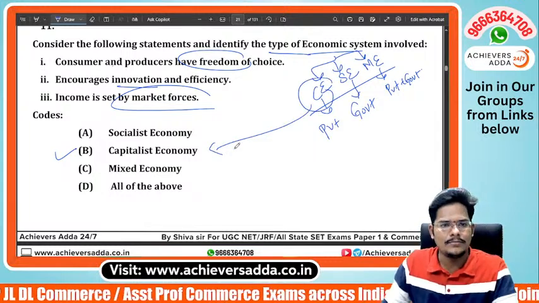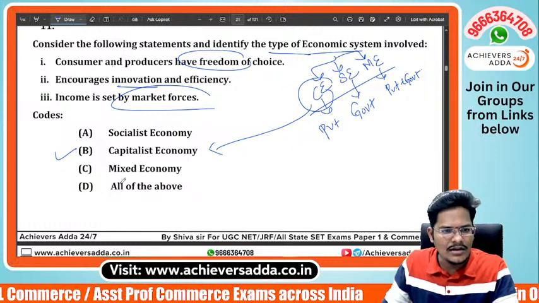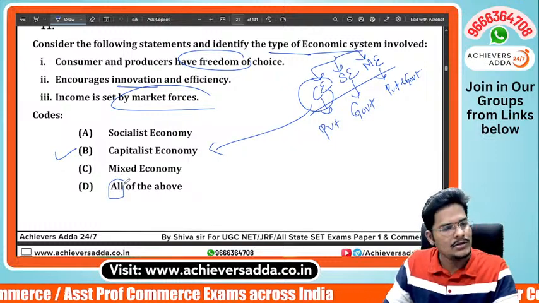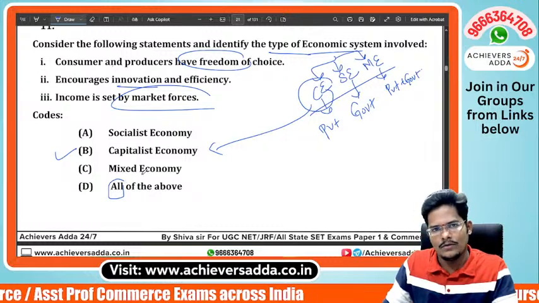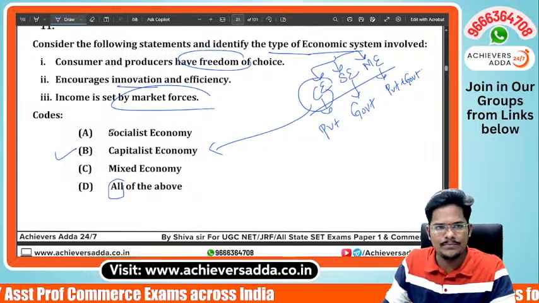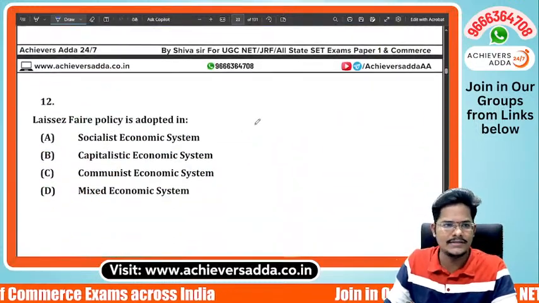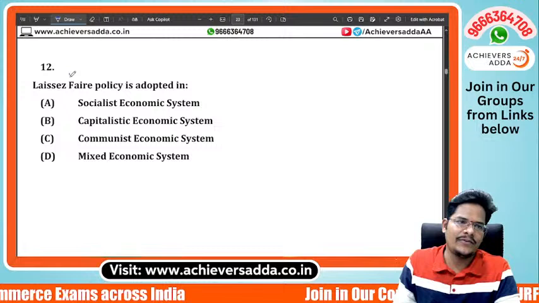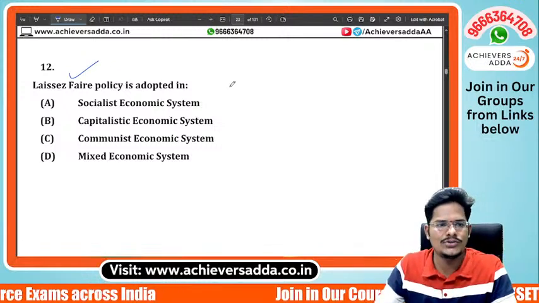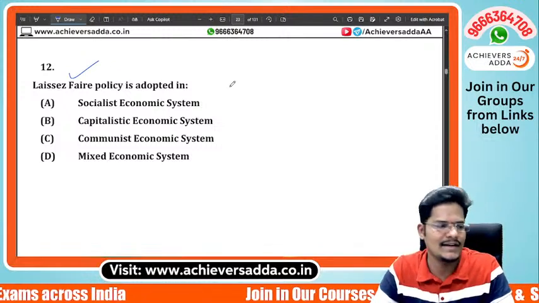This is how the trap will come. Looking like "all of the above," the moment it comes in the options, you people will go for that only, without even checking the concept given in the statements. Generally, that's a tendency. Now, laissez-faire policy is adopted in socialist, capitalistic, communist and mixed economic systems.